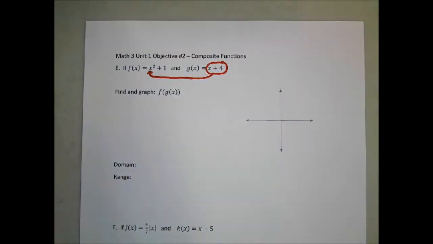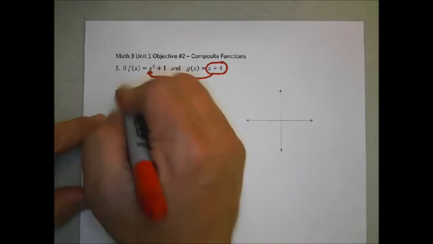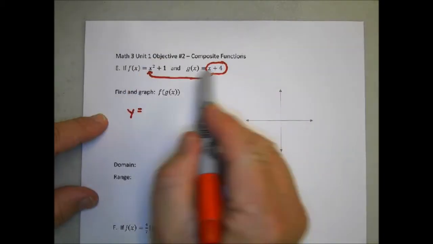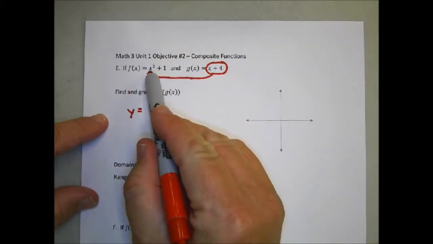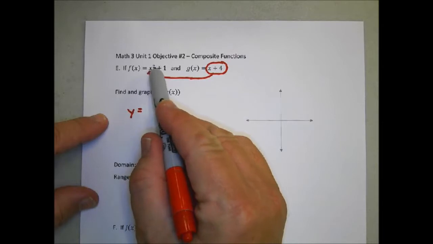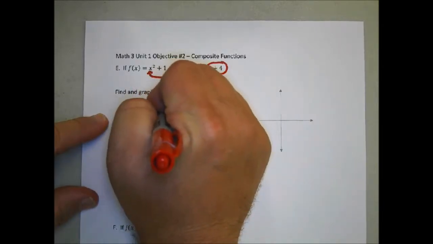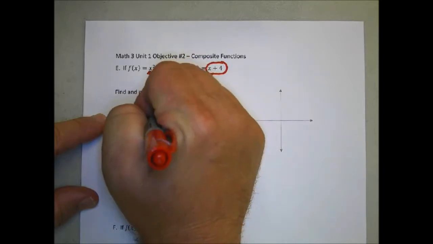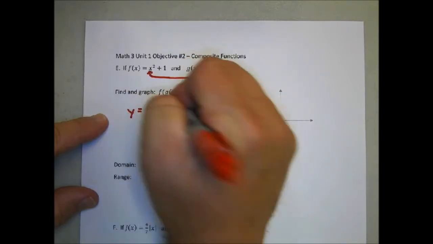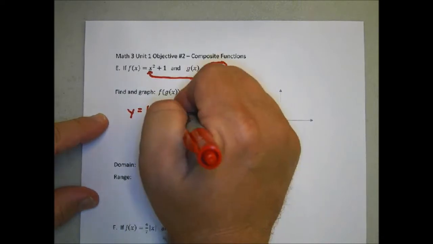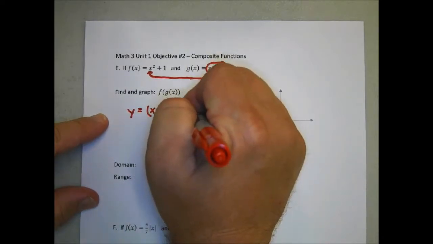So what that makes is the new equation. You could say y equals, if you want. Now when the x plus 4 gets plugged in right there, it now gets squared because that's what the function says to do. So y equals x plus 4 quantity squared. And then we've got this plus 1 at the end of it.